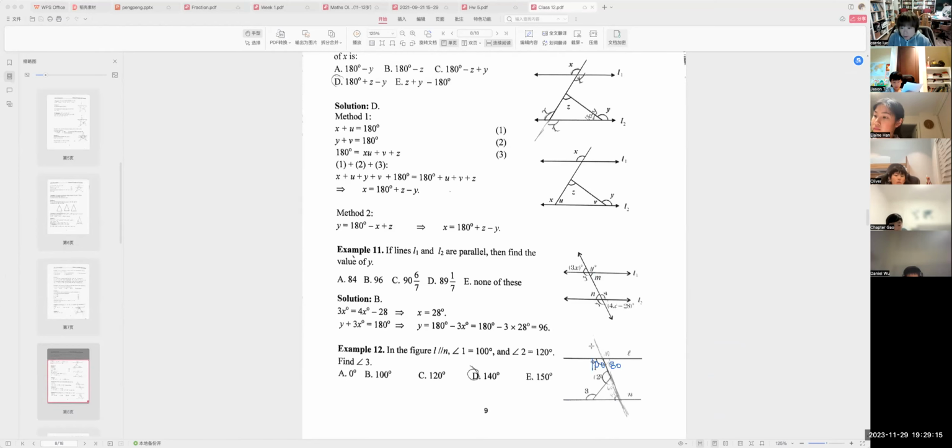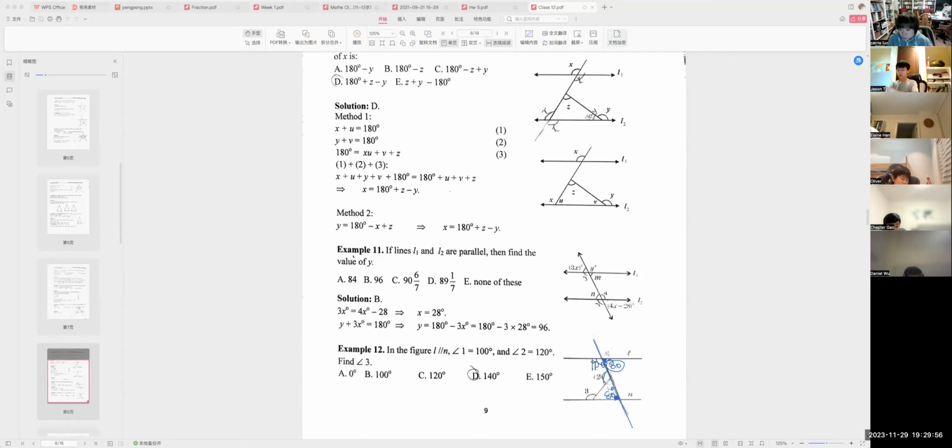Okay, so let's take a look at this one. So we have a line here. So we just lengthen it. So this is 80. So because this angle and this angle is also 80, so this is 80. Do you agree with me? Get it? Okay, so that's the same thing.